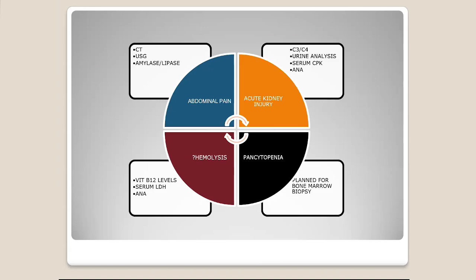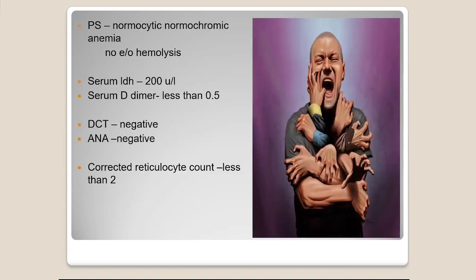So the investigations done were CT, ultrasound, amylase, lipase for abdominal pain, and we did C3, C4, urine analysis, serum CPK and ANA to rule out the causes for acute kidney injury. And for the hemolysis picture, we asked the residents to send serum LDH levels. And for pancytopenia, we initially had the thought of doing a bone marrow biopsy for this patient. And these were the initial reports.